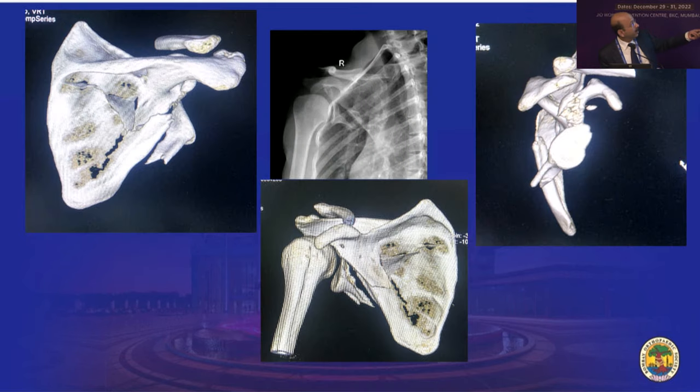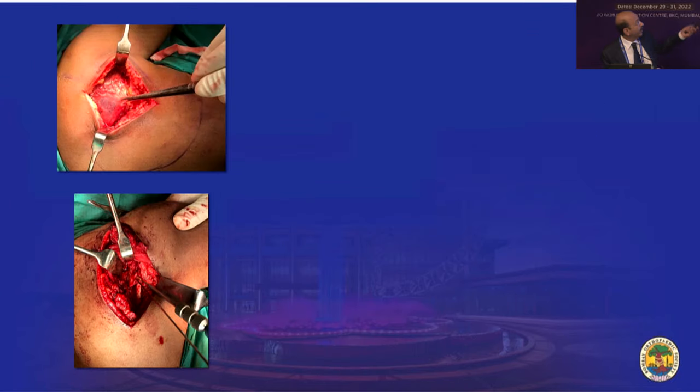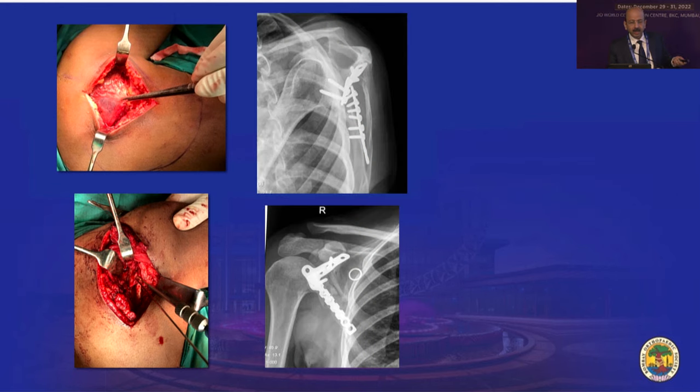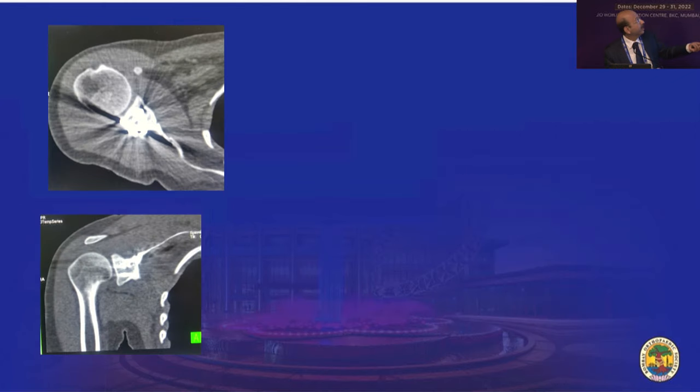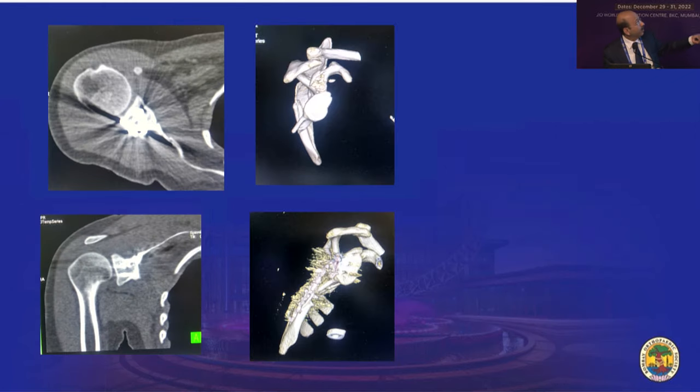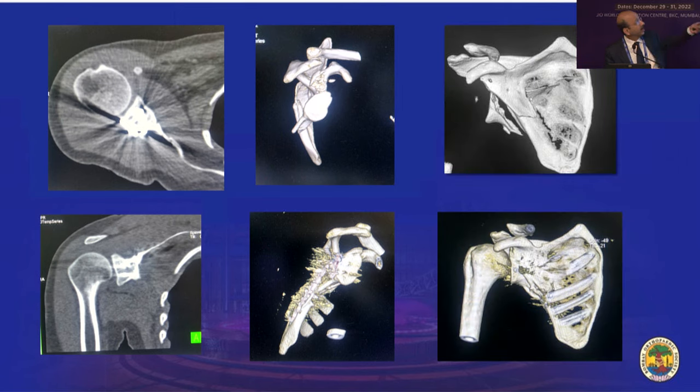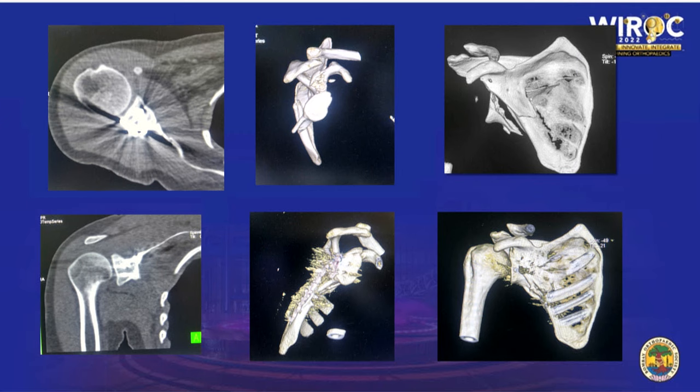Another fracture, the displacement of the glenoid, which you can see. Here we have taken a vertical approach, purely based on the same muscle interval, but with a simple small incision. A plate and screws have been put, and you can see the lady with a vertical incision and the movements. These are the post-op and the pre-op CT scans. You can see the displacement of the glenoid, how it has been brought back. I'll just take 30 seconds, sir, and finish my cases.